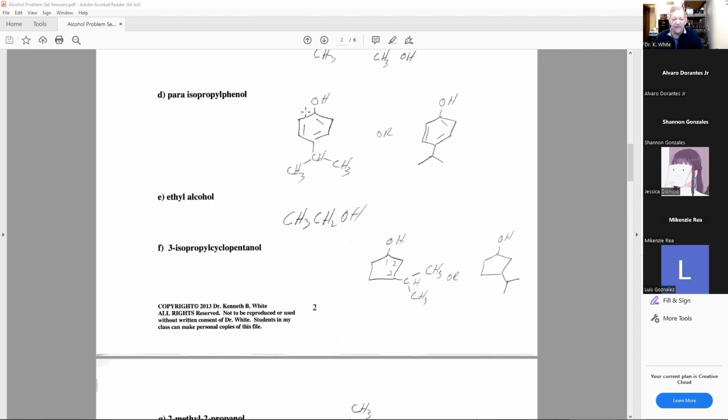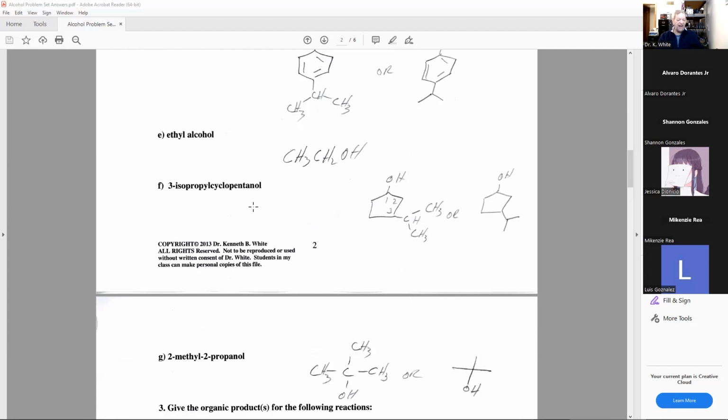Now, phenol is a benzene ring with a hydroxyl group. And just like with toluene, this is considered a substituent, so this is a di-substituted ring. And we use ortho, meta, and para. Para means 1, 4. The hydroxyl group is 1, the isopropyl is 4.